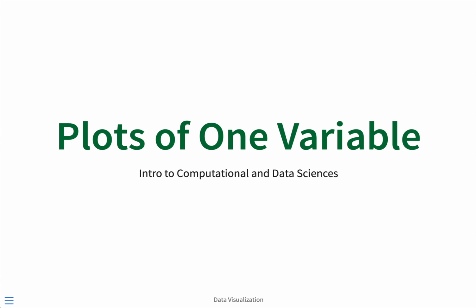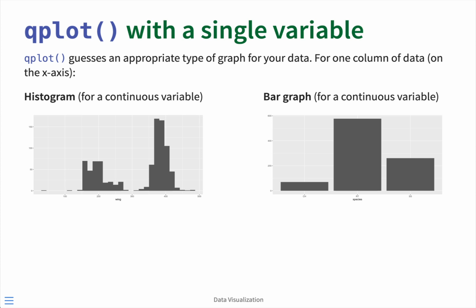In this video, we're going to talk about the types of graphs we can make to look at just a single variable at a time. It turns out that the type of graph we'll get back from qplot will depend on the nature of the data in that variable. If we have a continuous variable, qplot will generate a type of graph called a histogram. Whereas if we have a categorical variable, like say species, the species of hawk, then we'll get a bar graph like we see on the right here.